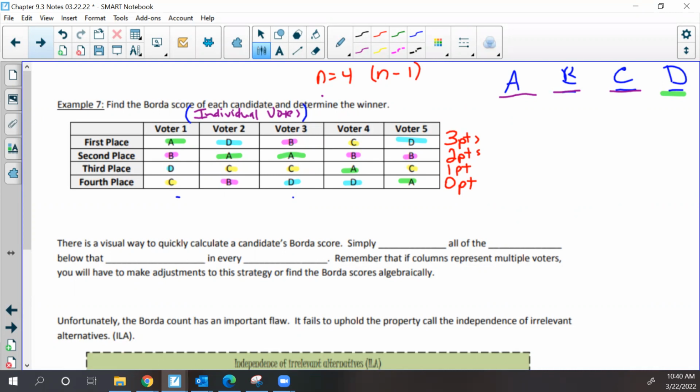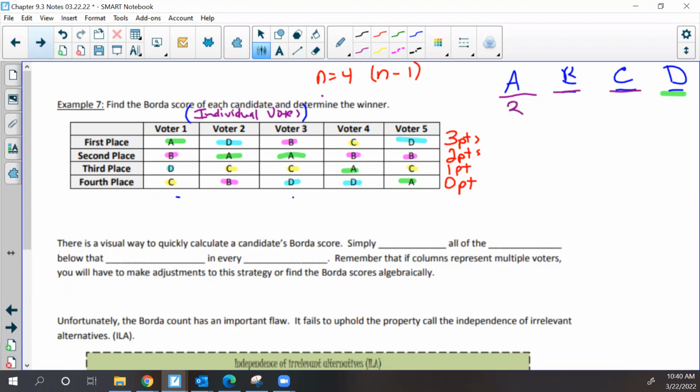Some of you guys were struggling with that before. This is one vote. This is not multiple voters, okay? This is a table that displays the preferences of five individual voters. And so first place, there's four candidates, so first place is 3 points. Second place is 2 points, just like the example I listed. So I'm just going to count how many first place votes each candidate gets. So I'm going to start right here. Well, A has got 1 first place vote.